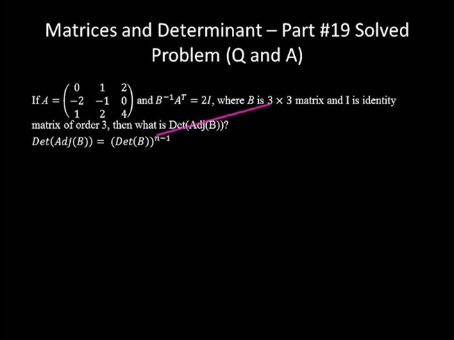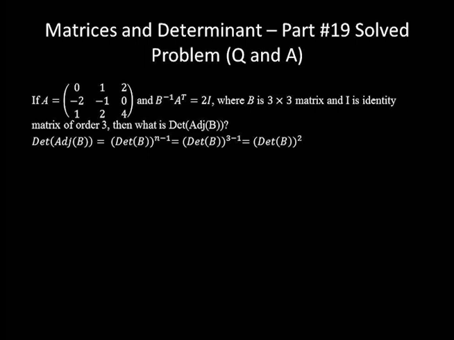So determinant of matrix B to the power of n minus 1 equal to determinant of matrix B to the power of 3 minus 1, which is determinant of matrix B to the power of 2. It's always true that for a 3 by 3 matrix, determinant of adjoint of B equal to determinant of matrix B squared. This relationship tells us that if we can solve the determinant of matrix B, it's simple to calculate the determinant of adjoint of B.